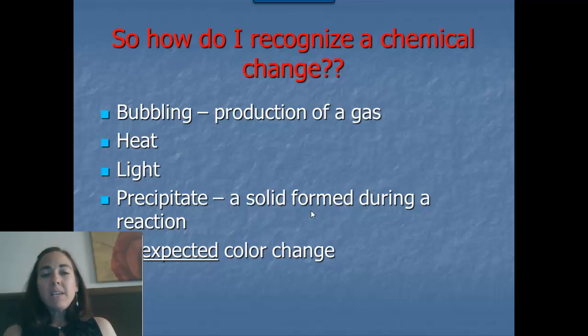The next one is heat, and a lot of times the production of heat comes with light. Now this next one you may not be familiar with, a precipitate.